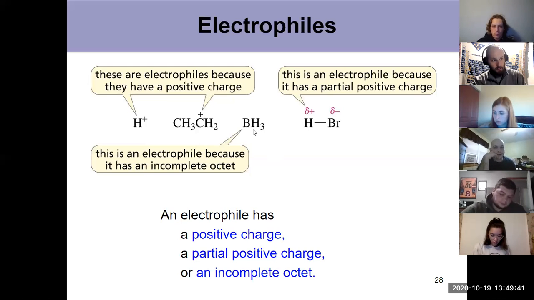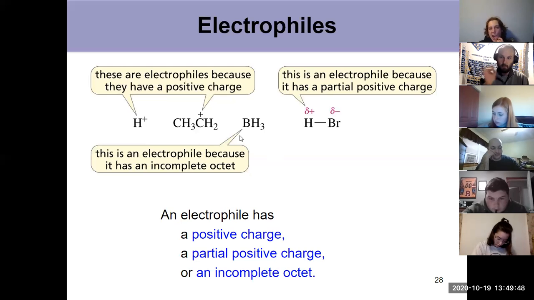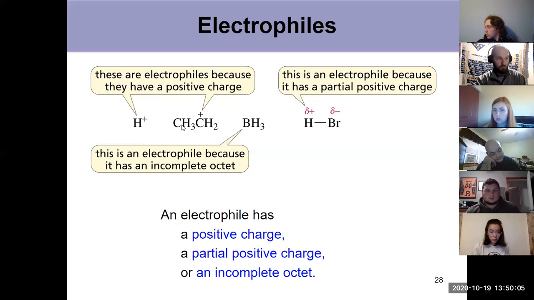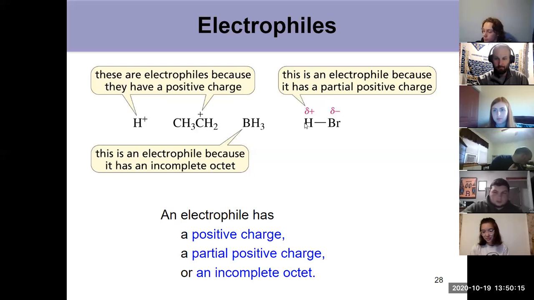Okay. And then boron over here, BH3, the boron has an incomplete octet. If you were to draw the Lewis structure out for that, it's boron with 3 sigma bonds going to 3 hydrogens, right? So it only has 6 electrons around the center atom. Remember the octet rule is 8. So 6 of 8 electrons, incomplete octet, also allows it to act as an electrophile. We'll see that a lot in organic too. Right now, we're focusing on these ones with a whole positive or a partial positive.